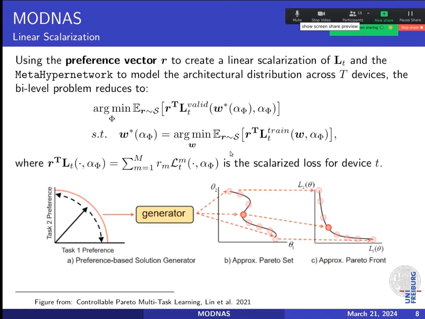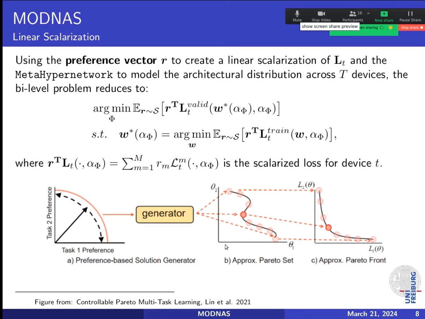Right, and similarly in the lower level problem. So this r transpose times bold L_t is for every device t. So we still have this for every device, and that's a sum across all objectives, from m equal to 1 to M. So if we have, let's say, 3 objectives, accuracy, latency, and energy, we'll have 3 loss values here and a vector of size 3 for r, right?